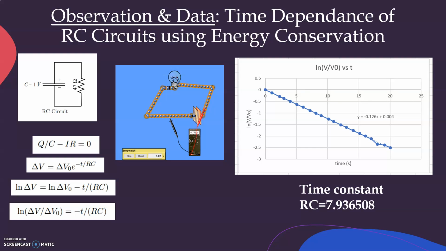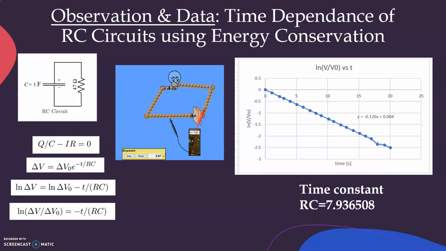And RC circuits have a time dependence. Like I said before, the current decreases with time, and starting from the loop rule, you can derive this logarithmic function to determine this time dependence. The circuit I used was just one charged capacitor and 1 resistor, and every second I stopped and measured the potential difference across the capacitor.